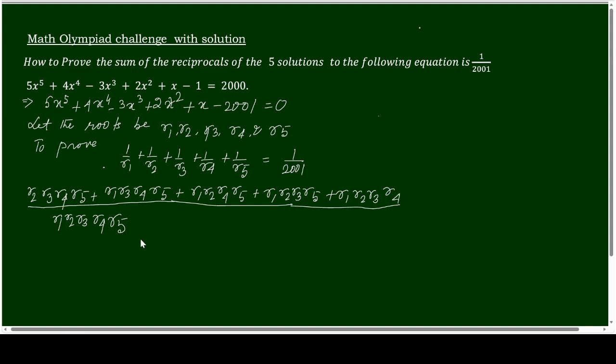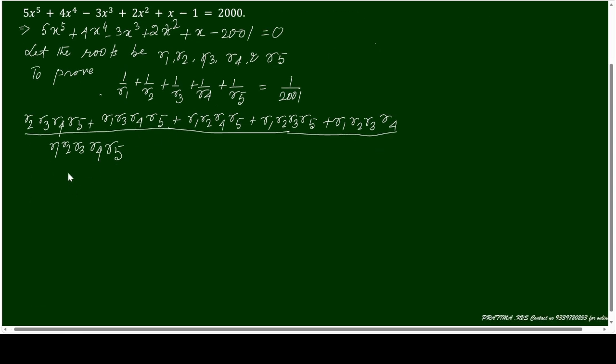Then if we come to Vieta's rule, the sum of the roots taken one at a time, that means R1 plus R2 plus R3 plus R4 plus R5 equals negative b over a. Here b is 4, so minus 4 by 5. Of course, we don't need that here. We need 4 at a time.